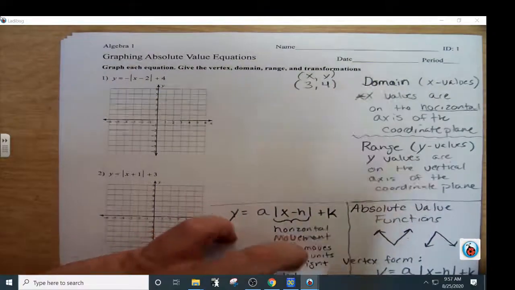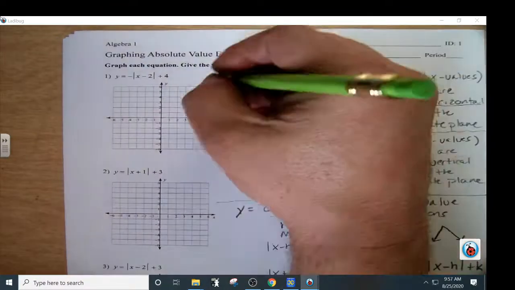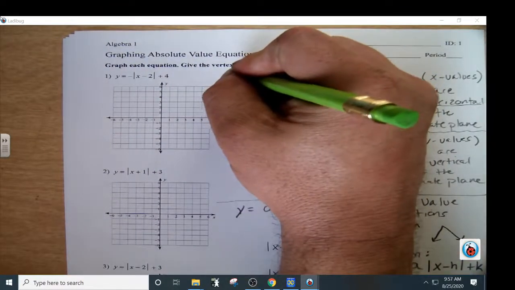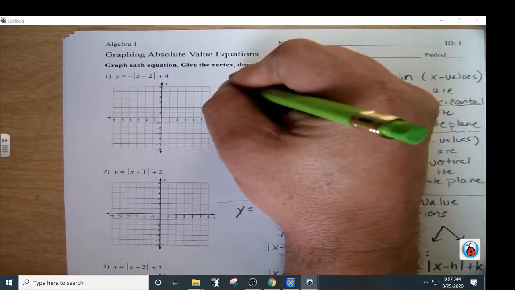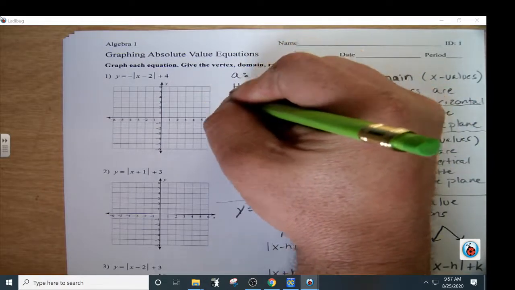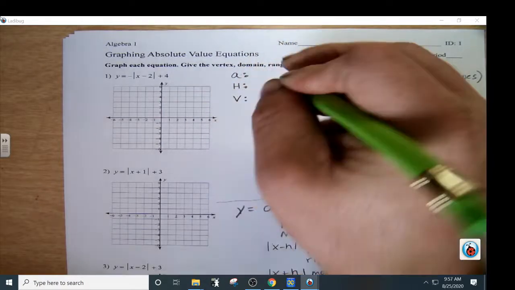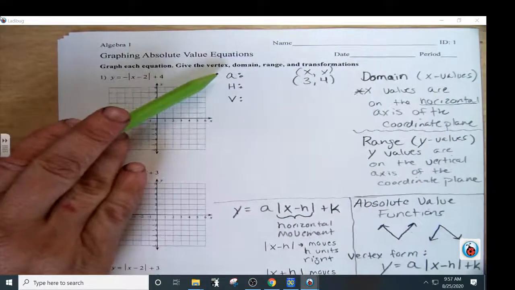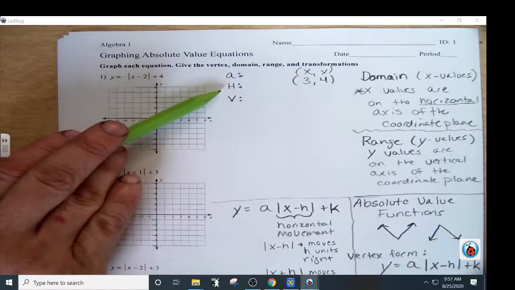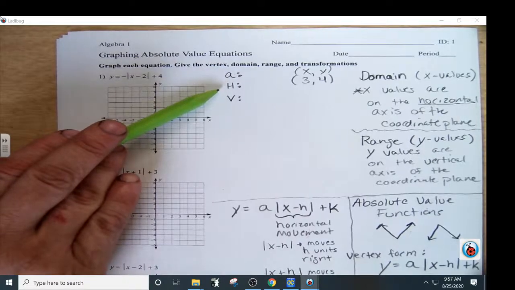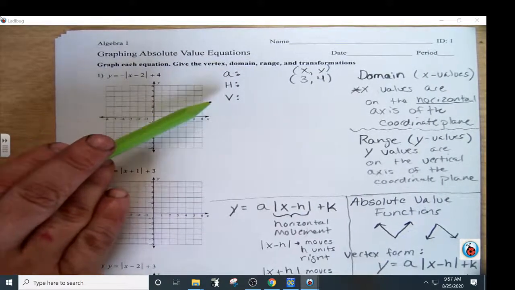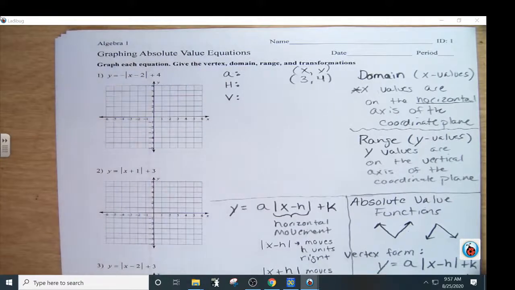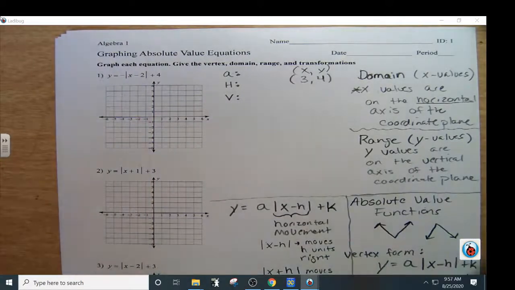Since we have transformation stress on the brain here, guys, these are going to be our transformations. A stands for A value transformation. What do you think H stands for? Horizontal, right? And V is vertical, right? That's what those stand for.